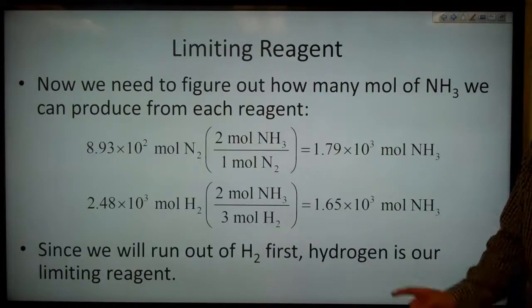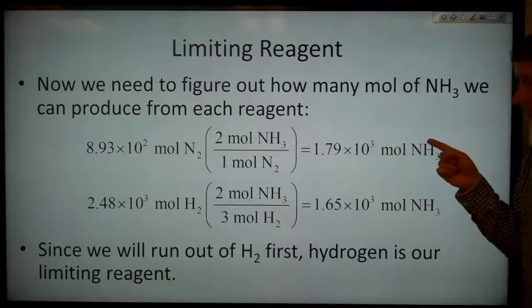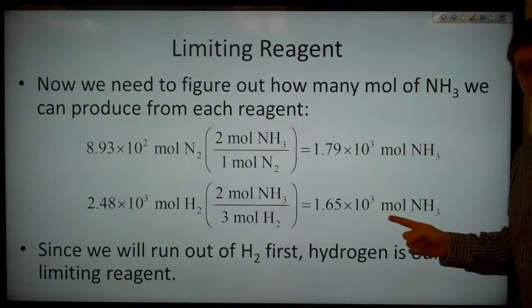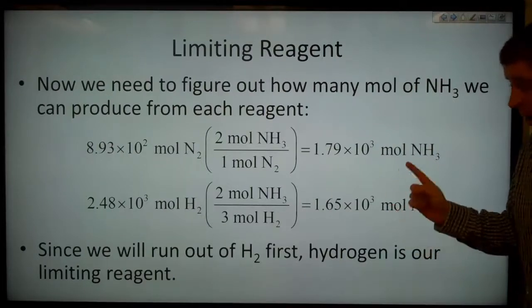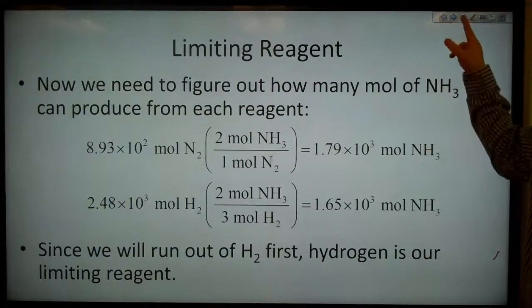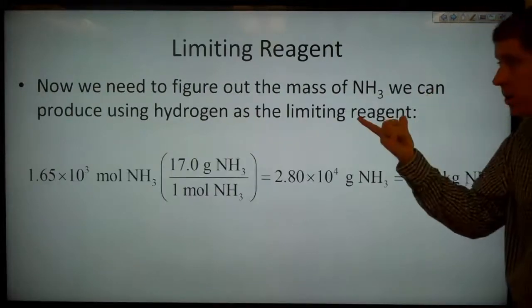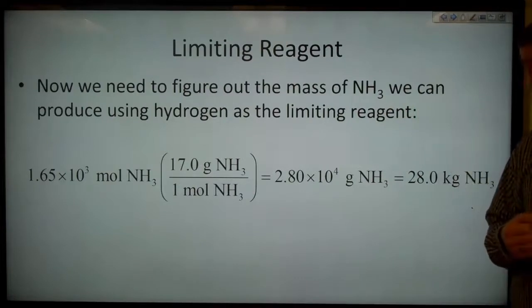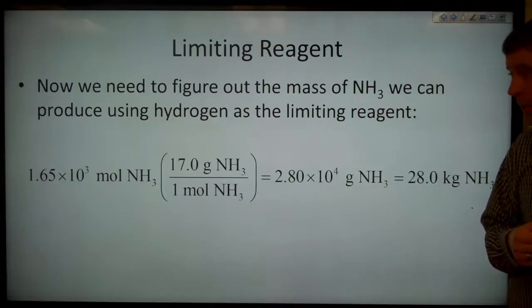So we can produce more ammonia from the nitrogen than we can from the hydrogen. That means the hydrogen is going to run out first. Because we're going to run out of hydrogen first, the hydrogen is our limiting reagent. And now let's figure out the mass of ammonia we can actually produce using hydrogen as our limiting reagent.